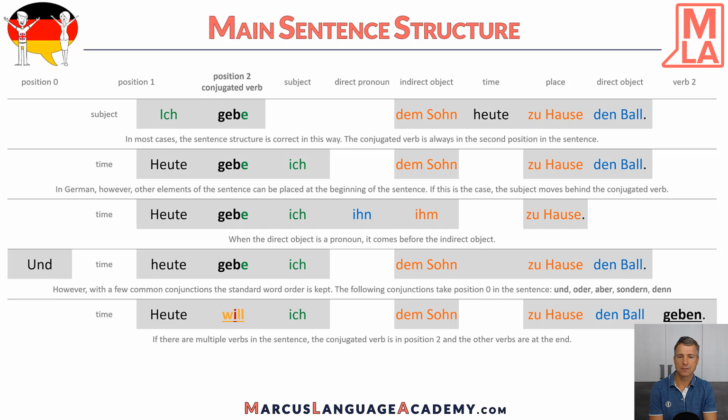And the last one, for example, if we have two verbs in the sentence. In this case we have heute will ich dem Sohn zu Hause den Ball geben. Today want I the son at home the ball give. The verb that we conjugate stays in second position and the second verb goes all the way to the end. That's quite special about German structure. So remember, if we have two verbs, the conjugated verb goes second and the other one goes to the end.